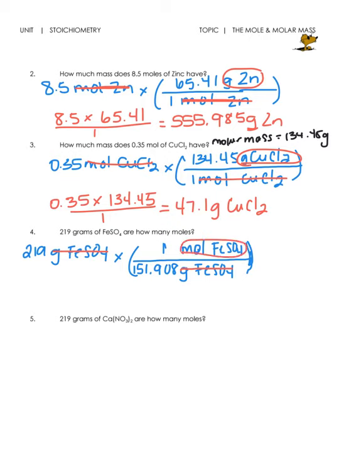So the units of my given and the units in the denominator, circle my remaining units. Into my calculator, I'm going to carry out the calculation by punching in 219 times 1 and then divide that by 151.908. And the answer comes out to be 1.44 moles of FeSO4.